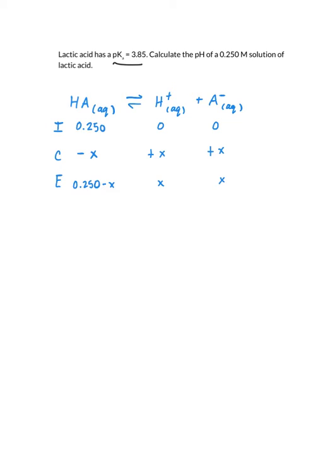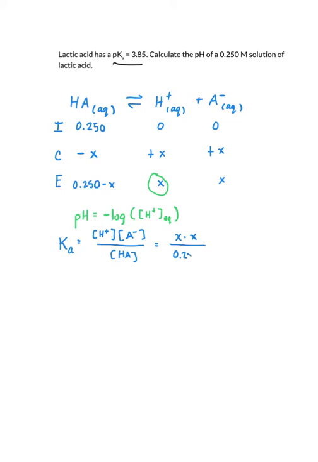What we're after in this problem is the concentration of H+ at equilibrium. To calculate a pH, we need to know the negative log base 10 of the concentration of H+ from that equilibrium table. To help us get there, we should also write down a Ka expression for this acid. Ka is equal to the concentration of H+ at equilibrium times the concentration of A- divided by the concentration of HA. In this problem, that's equal to X times X divided by 0.250 minus X.